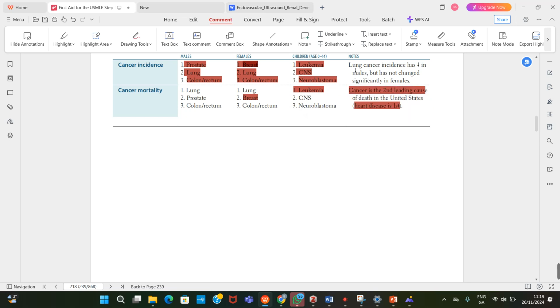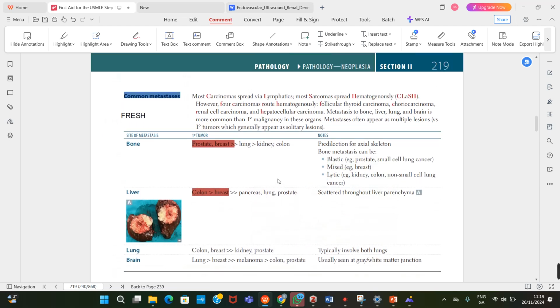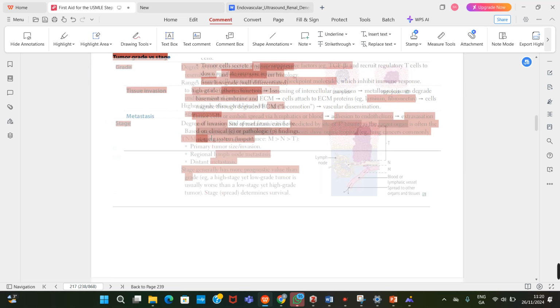The incidence of cancer has been dropping in males because we males are now changing. We are no longer smoking, but it has not changed significantly in females. In fact, there are now rising cases of female smoking, unfortunately.